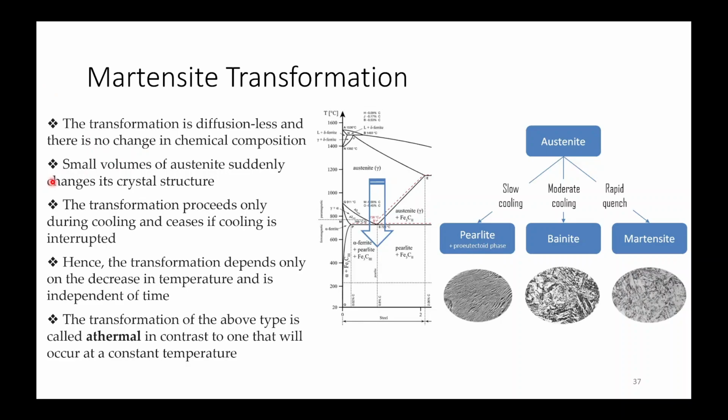Small volumes of austenite suddenly change its crystal structure, and the transformation proceeds only during cooling, and it ceases if cooling is interrupted. Hence, the transformation depends only on the decrease in temperature and is independent of time. And the transformation of the above type is called athermal, in contrast to one that will occur at a constant temperature with time.